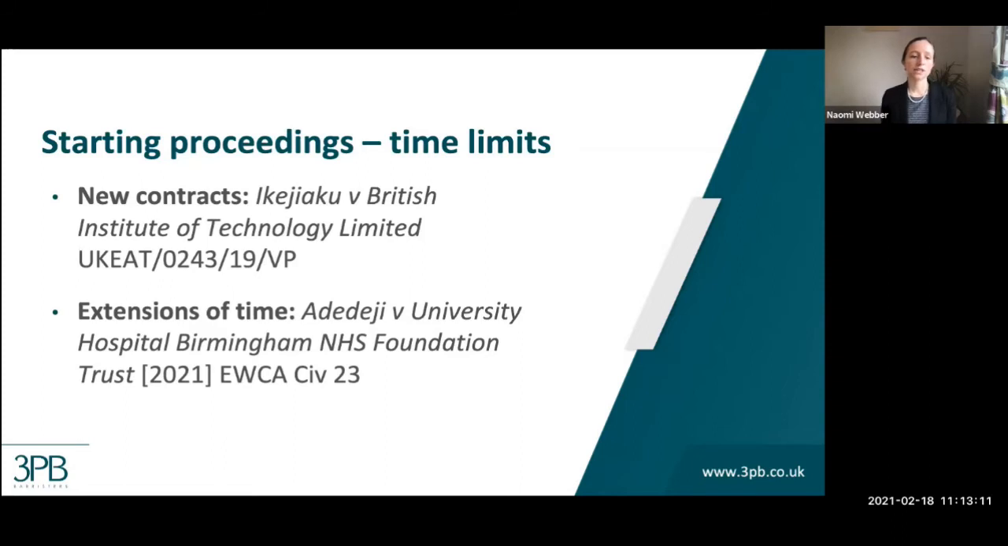Now, Lord Justice Underhill in Adedeji noted that the Keble decision did no more than suggest a comparison between the requirements of Section 33 and how they might help illuminate the task of a tribunal in deciding what is relevant in a just and equitable extension. It certainly did not say that that is a list of factors that must be followed in creating a framework for any decision.